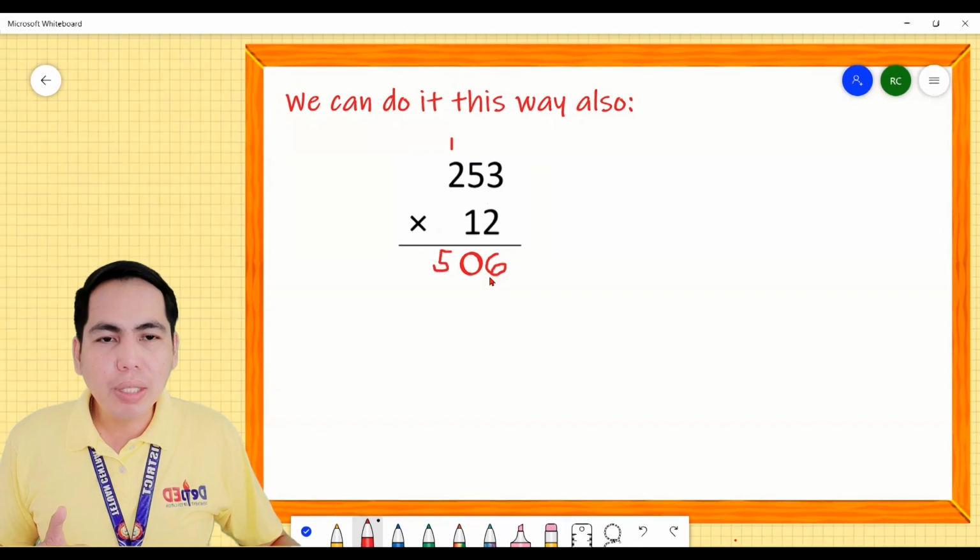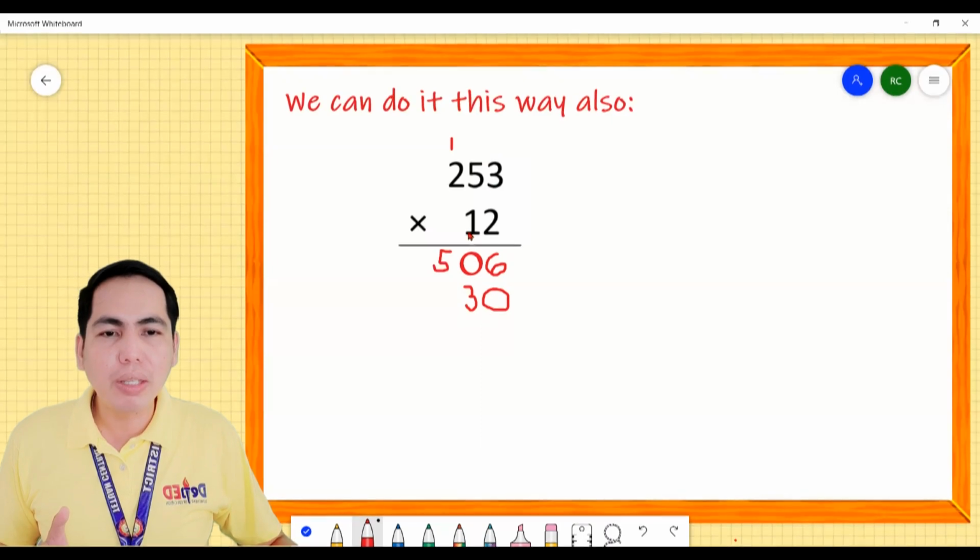So 1 times 3 will give us 3, and since we are multiplying now in the tens place, therefore we have to write our initial product in the tens. So we have 3, and then we have to write here 0. So 1 times 3 will give us 3, or 10 times 3 will give us 30. And then 1 times 5 or 10 times 50 will give us 500, or 1 times 5 will give us 5. 1 times 2 will give us 2.